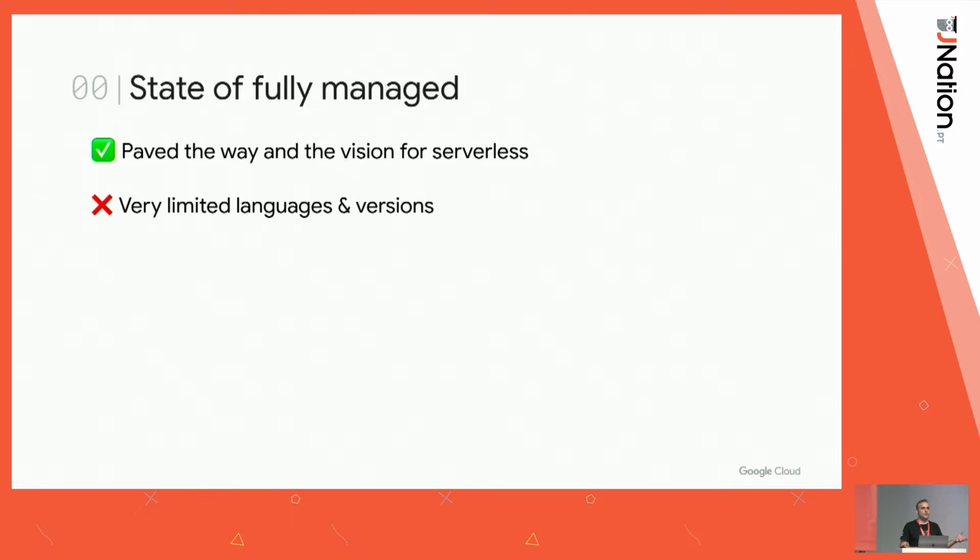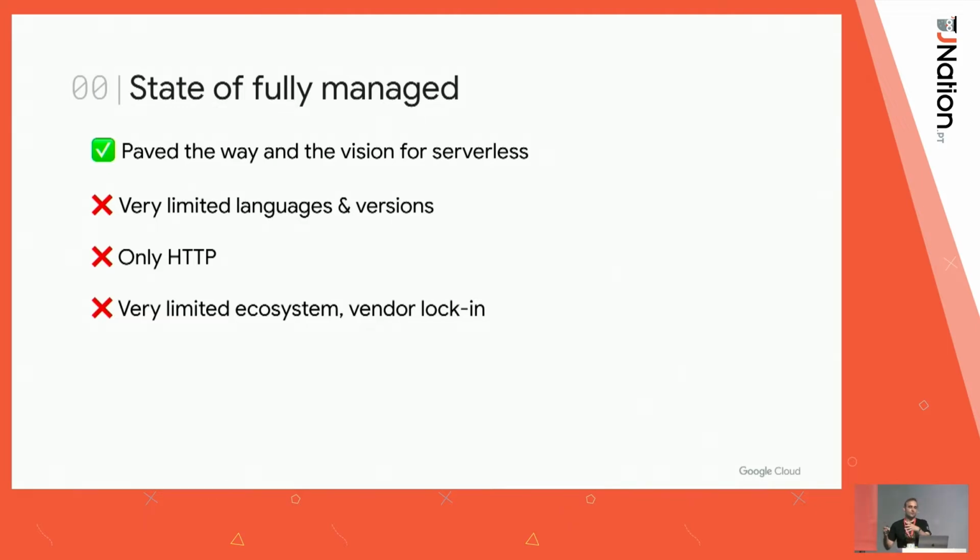So when you look at the original App Engine, it was Python, and later we added Java. But it was just those two languages, and it was a subset of those languages. So you couldn't even do everything you could do in Python or Java. So it was a very limited version of those languages. It was only HTTP based. So it was only for web applications. And it was a very limited ecosystem. So if you wanted to use this in the Google ecosystem, you could do it, but there was no ecosystem around it.